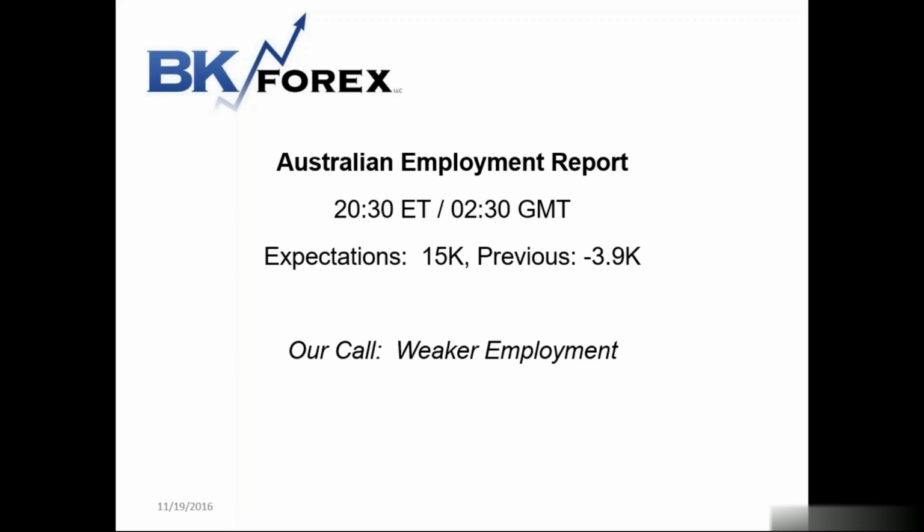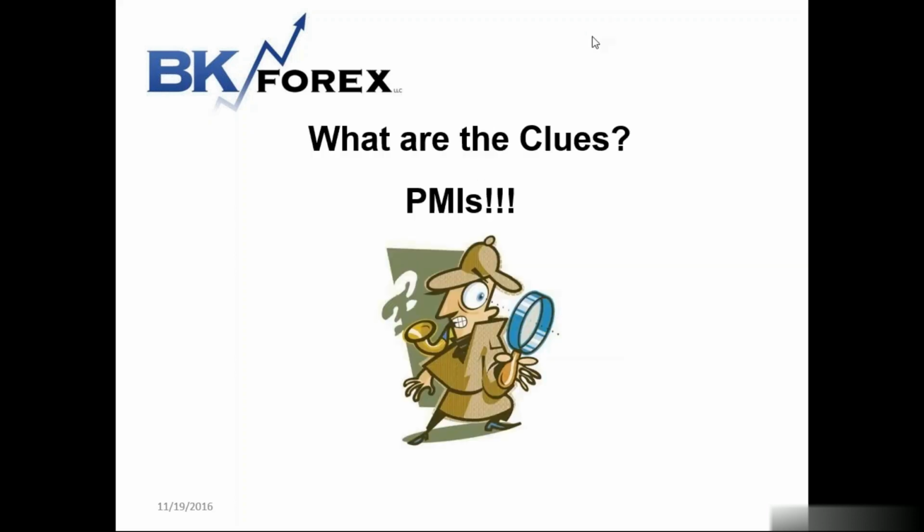So Australian employment. Let's try to figure out what Australian employment will be like. What are the clues? Well, my favorite leading indicators are hands down the PMIs. The PMIs basically provide us with a wealth of information. They provide us with so much tremendous information because the PMIs have a lot of breakdowns. The breakdowns include prices, exports, employment, a whole bunch of miscellaneous things, and even sometimes retail sales that can give us some insight into how other reports will fare.